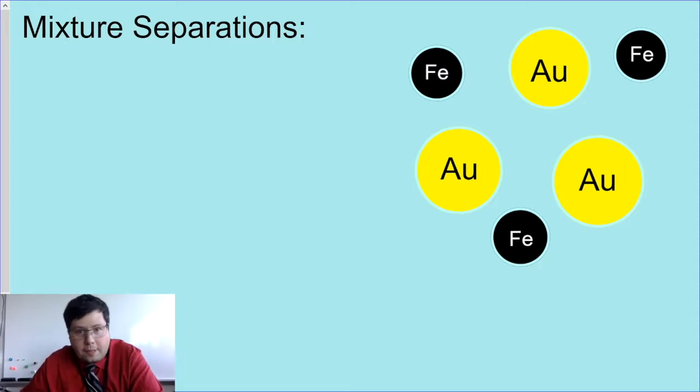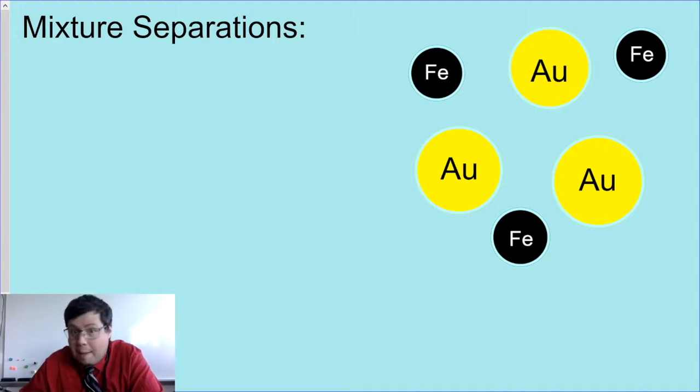Another way we could do that would be using magnetism. We know iron can be magnetic, iron filings, and so if we used a magnet, we could separate that iron from the gold, because gold, as we'll learn later in this course, is not going to be magnetic in this form, and so it would be easy to separate using those physical properties.